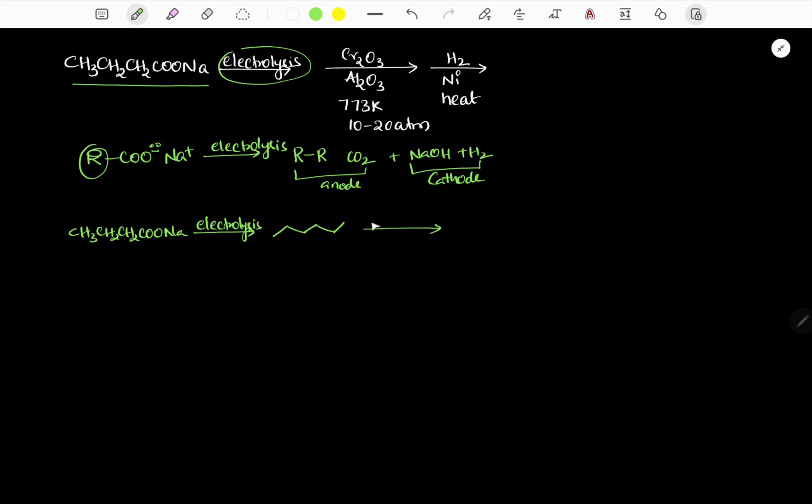Now hexane is treated with Cr2O3/Al2O3. Not only Cr2O3/Al2O3, we can also take V2O5/Al2O3. We can also take Mo2O3/Al2O3, and the temperature is 773 Kelvin and 10 to 20 atmosphere pressure. So this reaction is a reforming reaction, also known as aromatization.